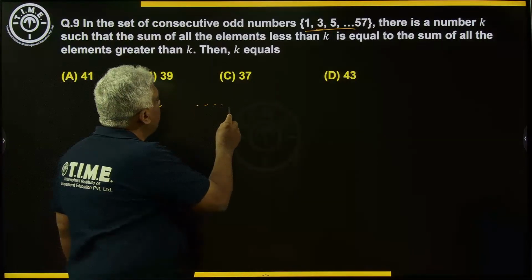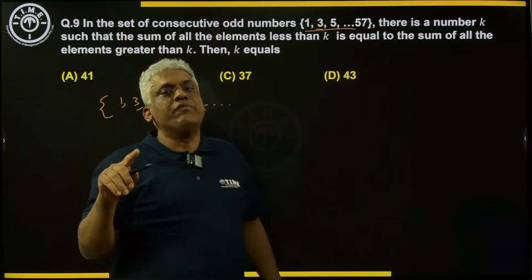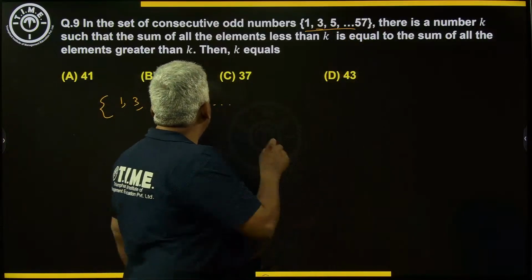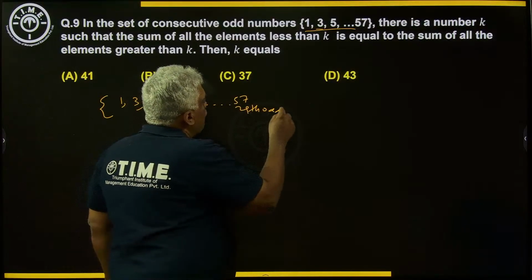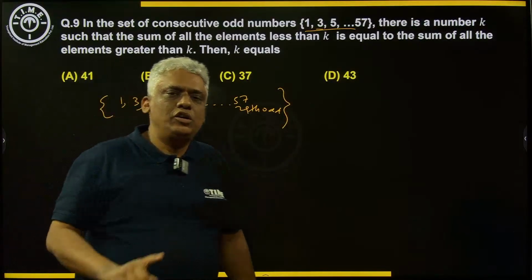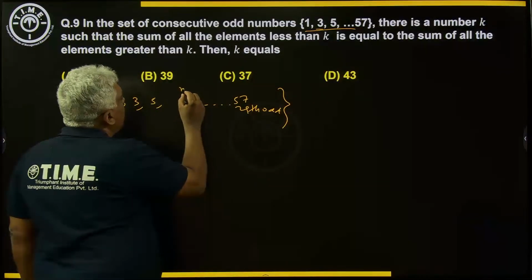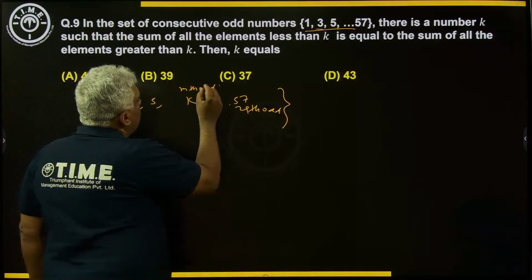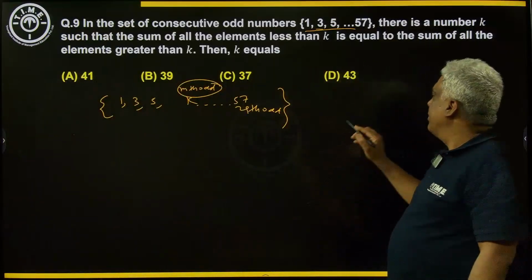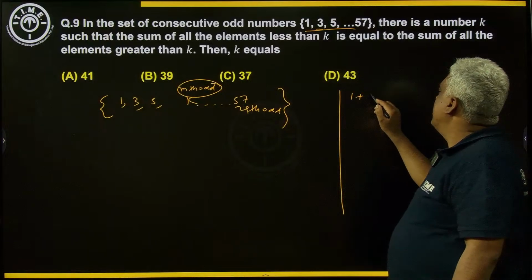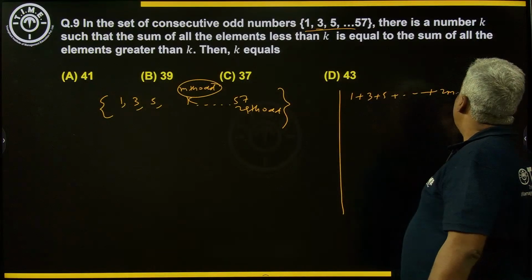And if you look carefully, 57 is 29 into 2, that is 58, minus 1. So 57 is the 29th odd number, because the 29th even number is 29 into 2. Somewhere in between is k. Let's say k is the mth odd number. Now you know one thing: the first odd number is 1, the second is 3, the third is 5, and the mth odd number is 2m minus 1.